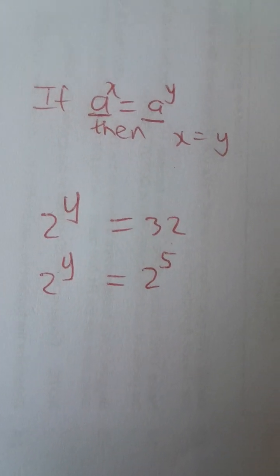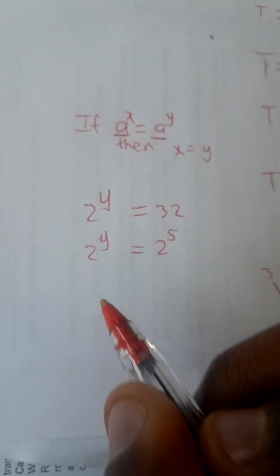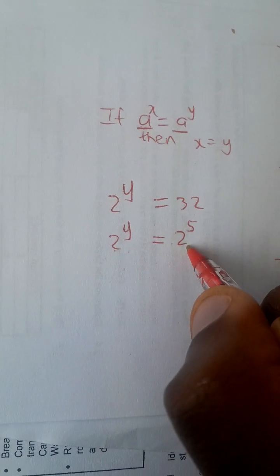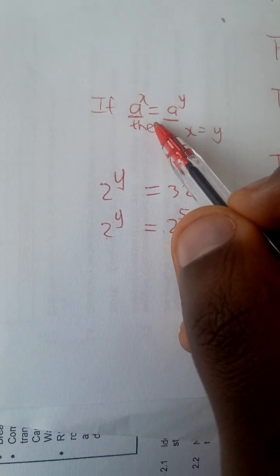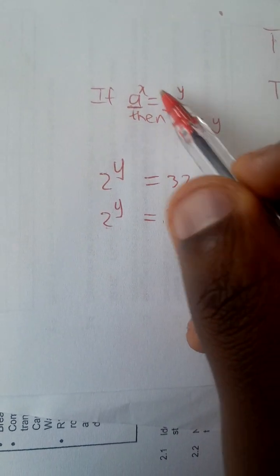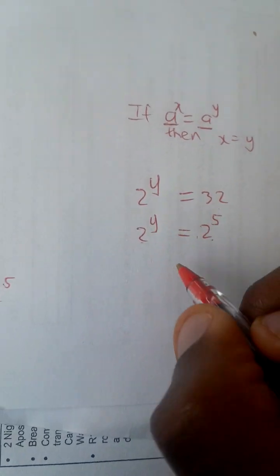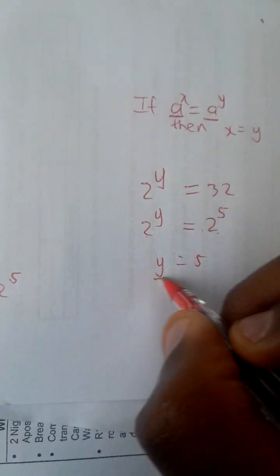So yes, 2 to the power y is equal to 2 to the power 5. So then the bases are the same. What does the law, or the property, say? If the bases are the same, we drop the base and equate the exponents. So y is equal to 5.